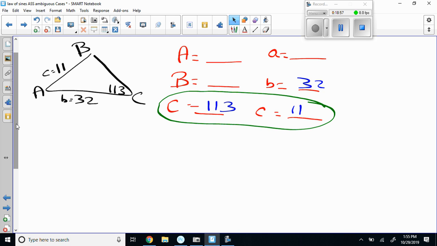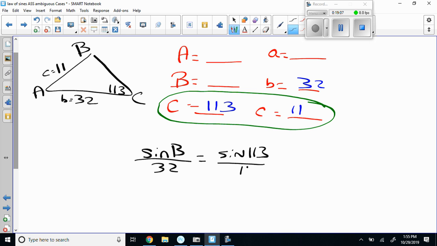Now, sine of B over 32 equals the sine of 113 over 11. And we just said, hey guys, this right here will go right there, right? The denominator on one side will go into the numerator of the other.